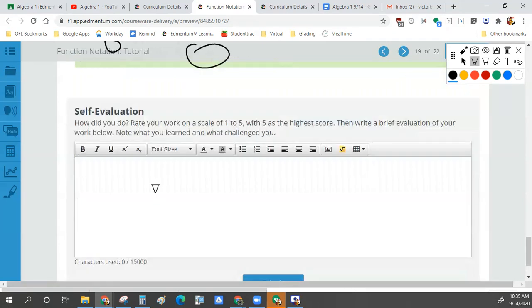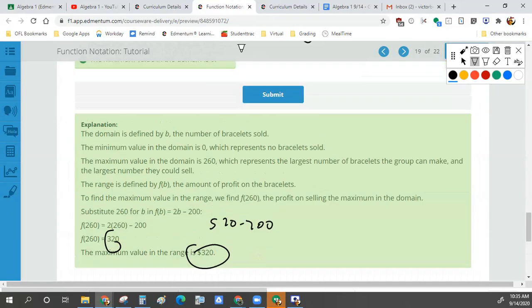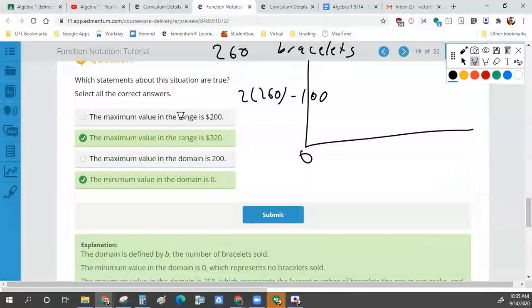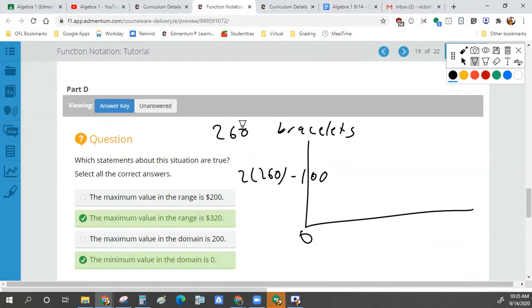And then just let me know how you guys are finding this. This one, I probably would have rated myself bad because I was too lazy to input my maximum domain to find my maximum value. So in this case, because the line's positive, I know that my maximum domain would give me my maximum range.